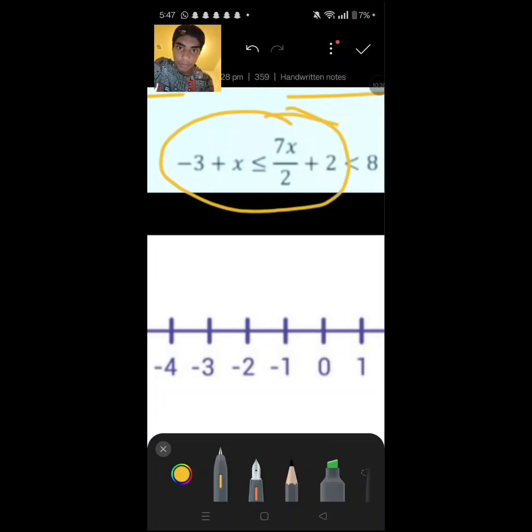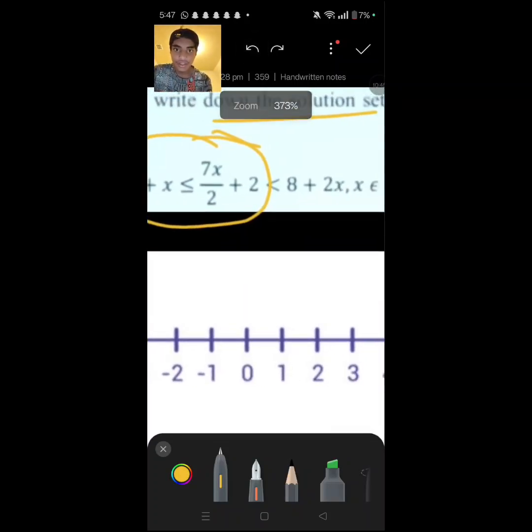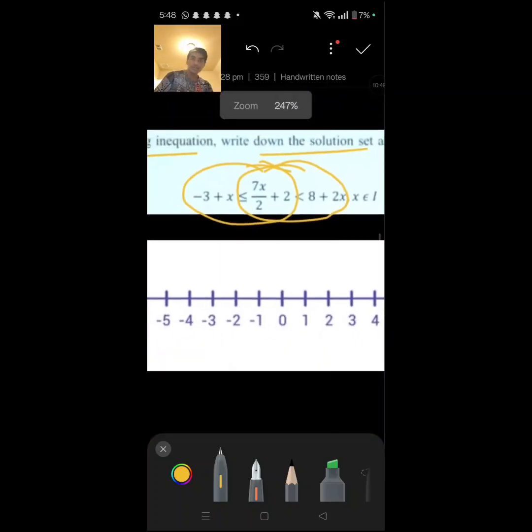Solve this part first. You call this A, call this B, and call this C. Solve A and B together, then B and C together. Solve this first, and then solve this after that. So this is how you solve it. Are you getting it? And after you do that, then you plot it on the number line.